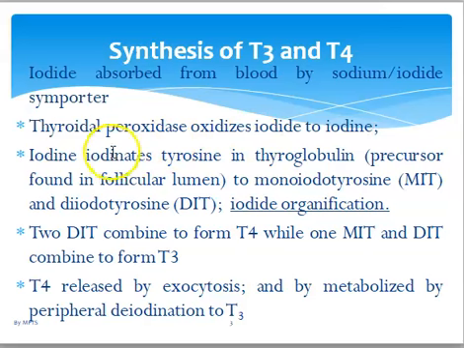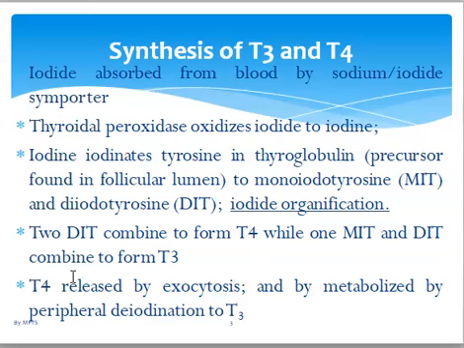The iodine iodinates tyrosine in thyroglobulin. This is a precursor found within the follicular lumen, to monoiodotyrosine, the MIT, and the diiodotyrosine, DIT. This is what we call iodide organification. Now, when two DIT combine, they form T4 or the thyroxine. While when one MIT and one DIT combine, they form the T3. This is the most active form.